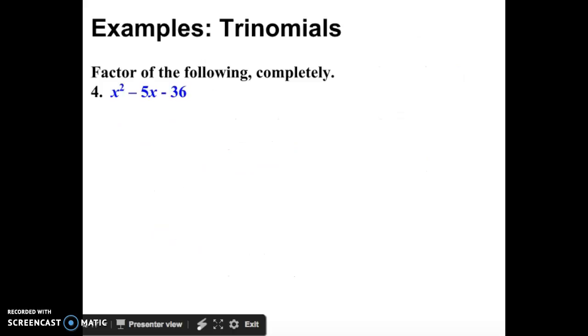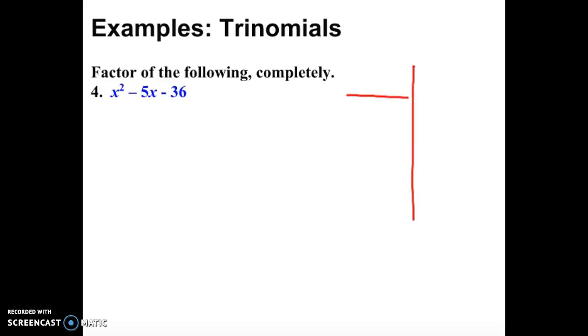Okay, I went ahead and wrote our second example up here, and we're going to go ahead and use a factor tree again. Notice how it is a trinomial. Okay, notice how I can't take anything out of all 3 terms. Okay, otherwise I would try to do that first. So what I'm going to go ahead and do is start with my t-chart, just like I made before.